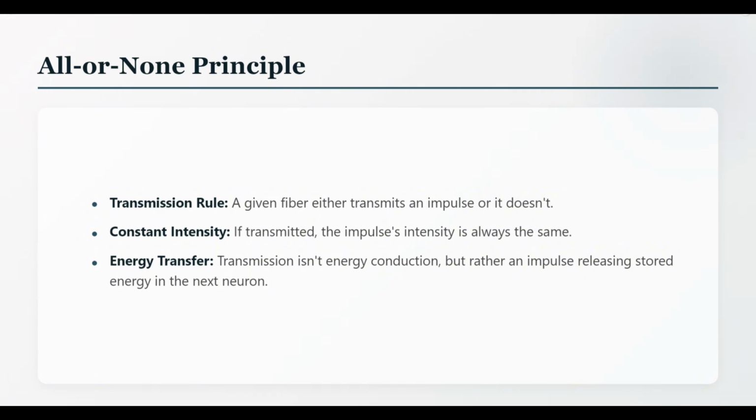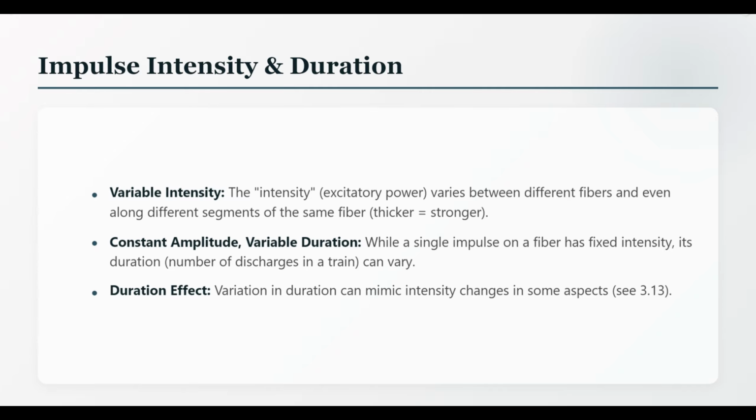It's a relay race where the baton either gets passed or it doesn't. Okay, so individual impulses are all the same intensity. But how do we represent different levels of stimulation, like a soft whisper versus a shout? Well, the intrinsic power of the impulse varies. Thicker axons, for instance, tend to carry stronger signals.